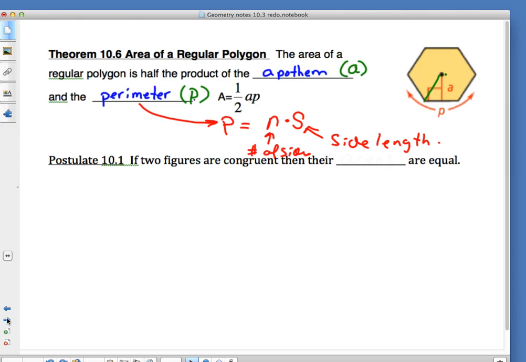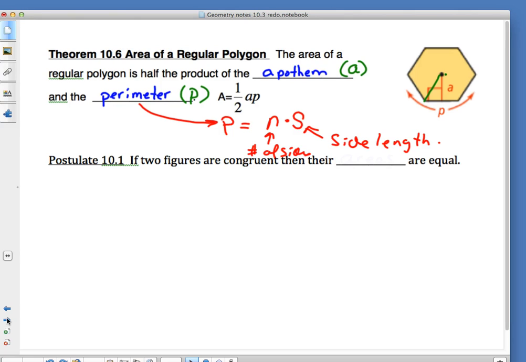The area of a regular polygon is half the product of the apothem, that's the distance from the center to the midpoint of one side, and the perimeter, P. Remember, the sides are all the same. A is equal to 1/2 AP, apothem times perimeter.